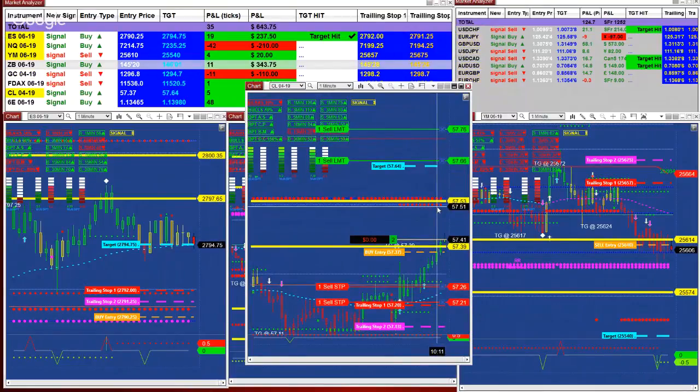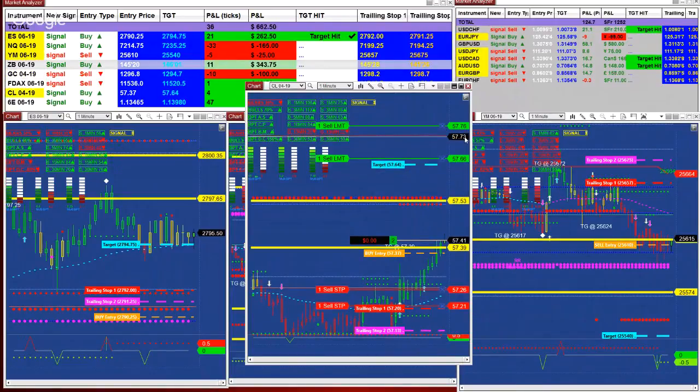There is a possibility on the CL to be projected if we are able to break that double resistance here. Those are your less than $1 a day zone. Then we have a good potential to hit the target at 57.64. It's very nice, clean, and it is going in that direction.